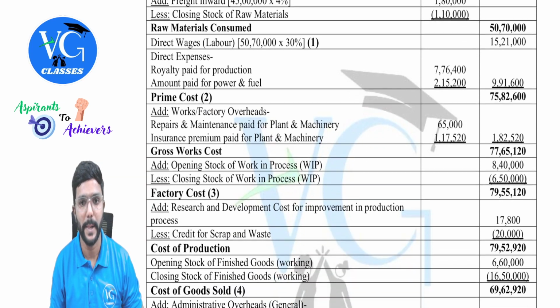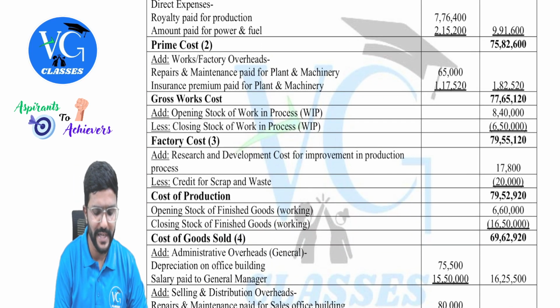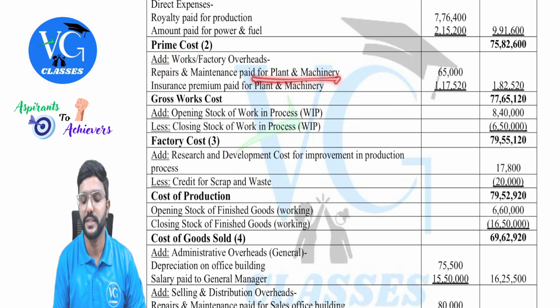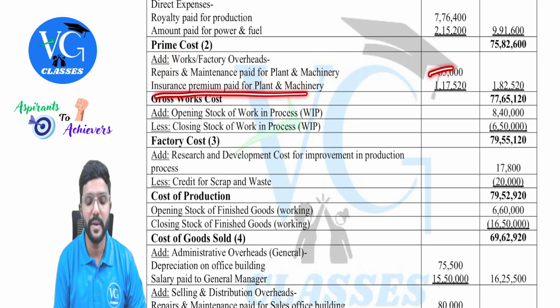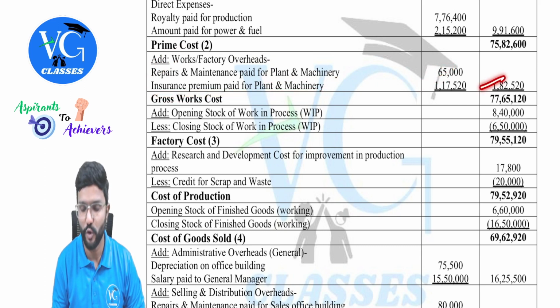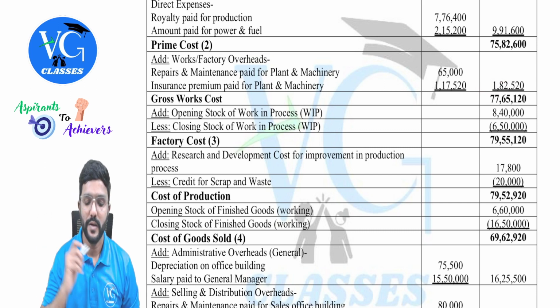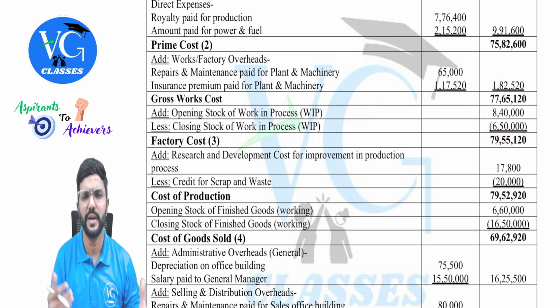Fine. We'll move forward. Next, factory overhead or works overhead, or we also call it manufacturing overhead. Repairs and maintenance paid for plant and machinery, take it here. Insurance premium paid for plant and machinery, take it here. Both are part of factory overheads. We will get total factory overheads of 1,82,520. Then we get gross works cost; add opening WIP and deduct closing WIP. We get works cost, or factory cost, which we also call net factory cost.